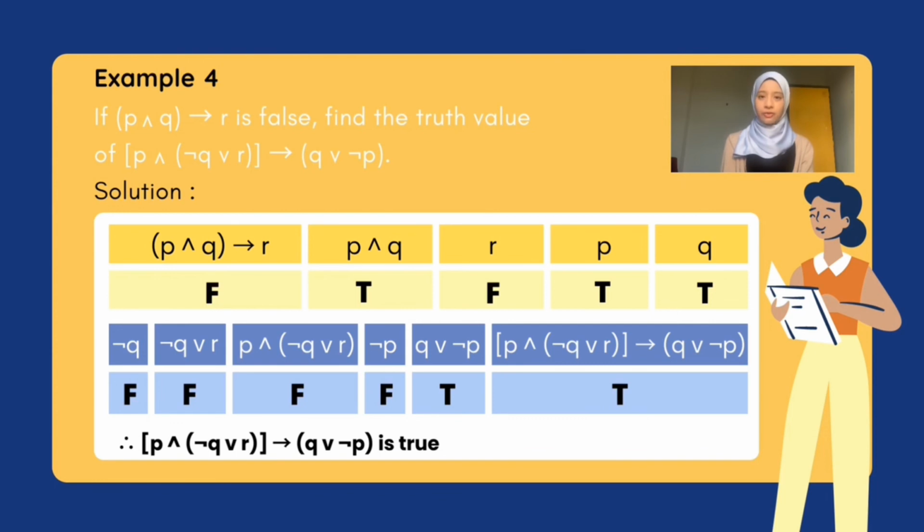After that, we will find the solution for the question, which is P and not Q or R implies Q or not P. So the truth value for not Q is false, not Q or R is false, P and not Q or R is false, not P is false, Q or not P is true. So from that we will know that the truth value for the question P and not Q or R implies Q or not P is true. So the conclusion is the truth value for P and not Q or R implies Q or not P is true.